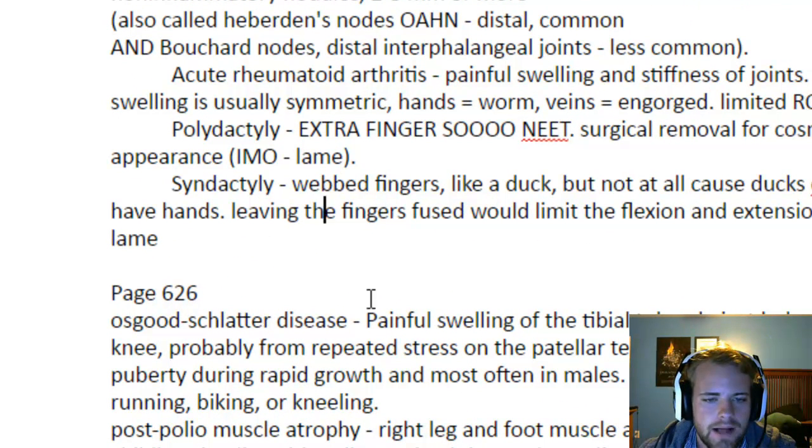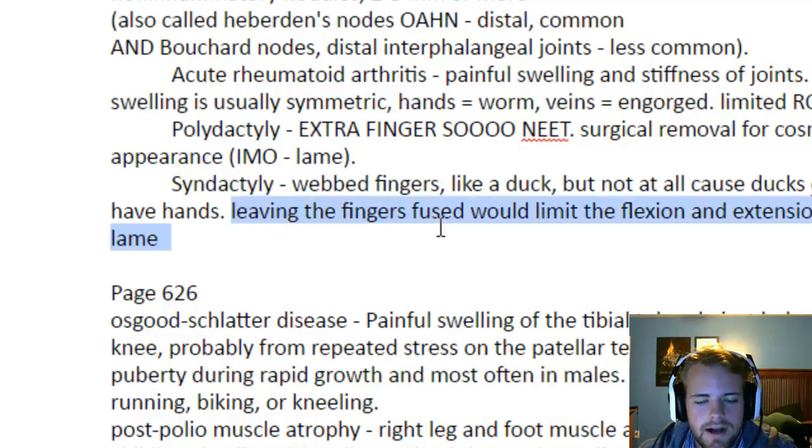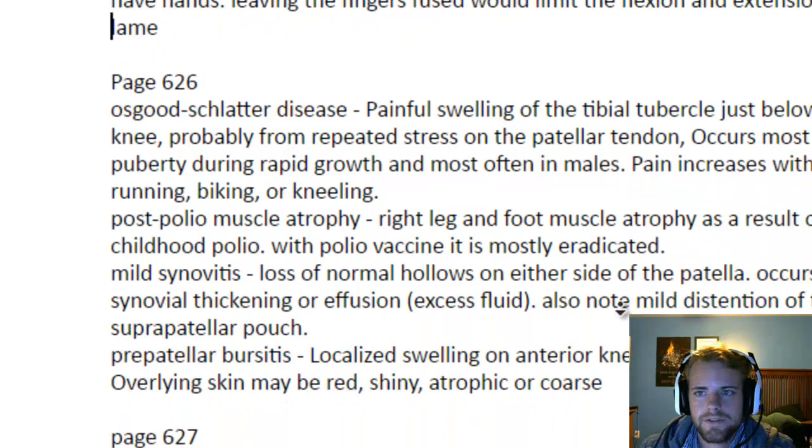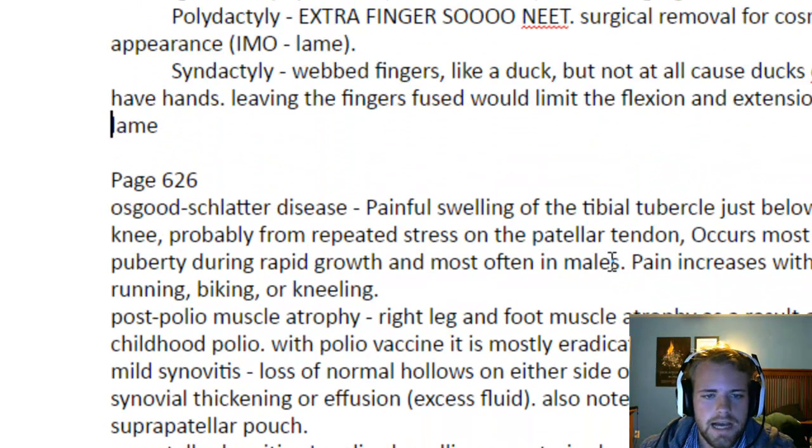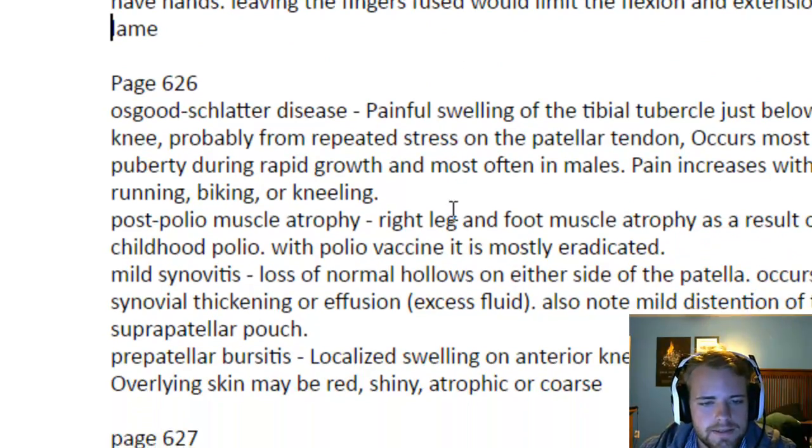I digress. Syndactyly, not to be confused with polydactyly. Syndactyly is webbed fingers, like a duck, but not at all like a duck, because ducks don't have hands. They have wings or something like that. Syndactyly is an actual medical problem, leaving the fingers fused and would limit flexion and extension. So it's not lame to get these unfused, separated. You gotta keep them separated.